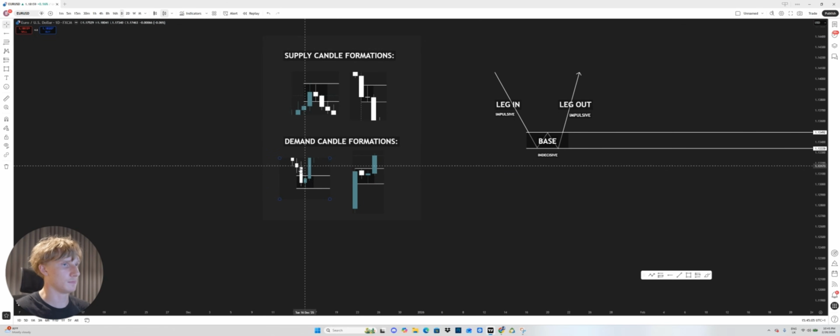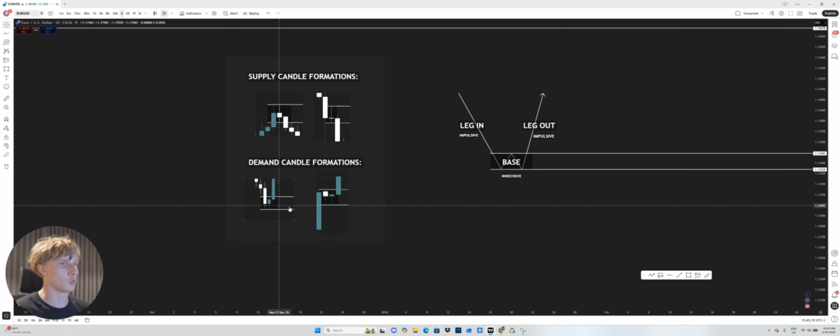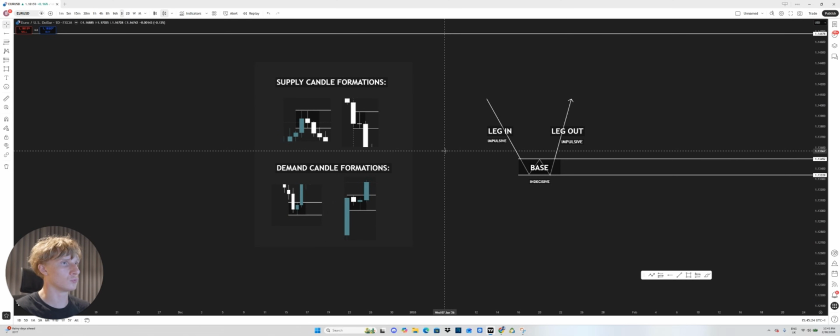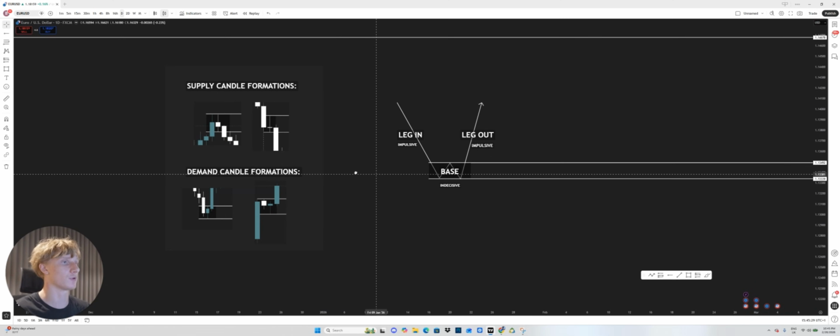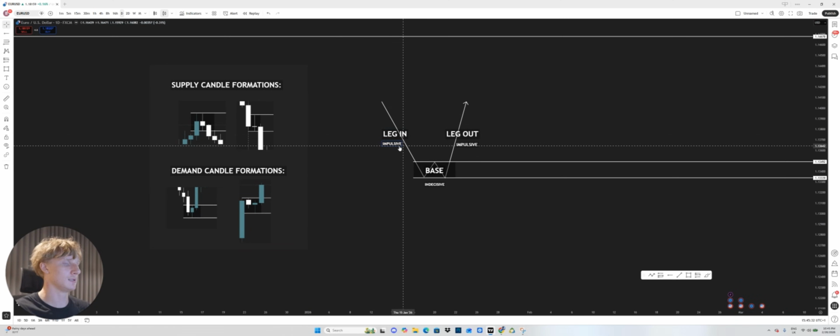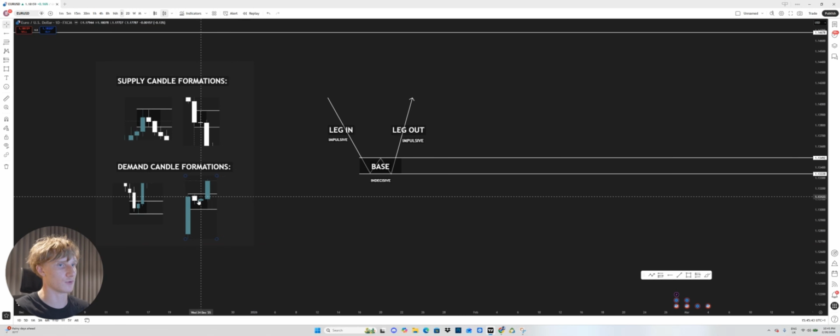Down here, demand. Impulsive candle in. Indecisive candle, impulsive candle out. Here, impulsive candle in, indecisive candles, and then impulsive candle out, right? So although these different formations might look slightly different, the anatomy of them is literally all the same. Okay, and we can break that down into three parts. So we have a leg in, which is going to be an impulsive candle. We then have the base, which is going to be indecisive candle or candles. Okay, so it can be multiple. In this case right here, we have two.